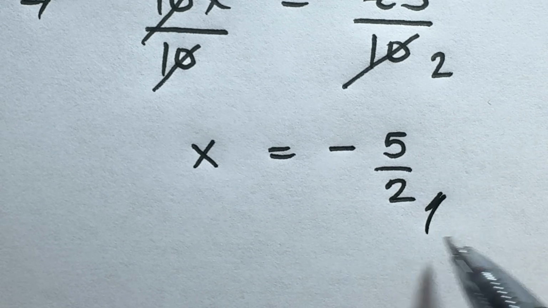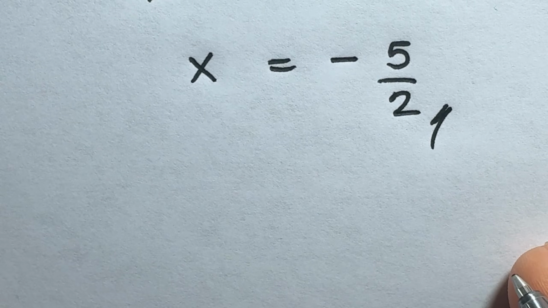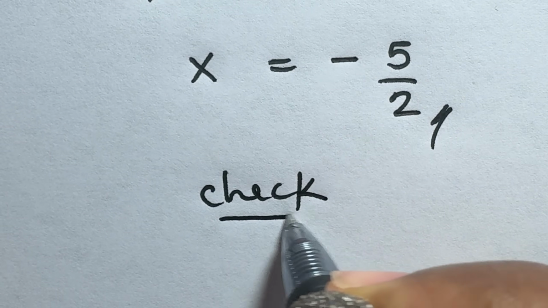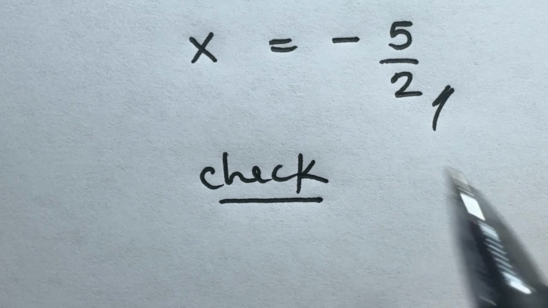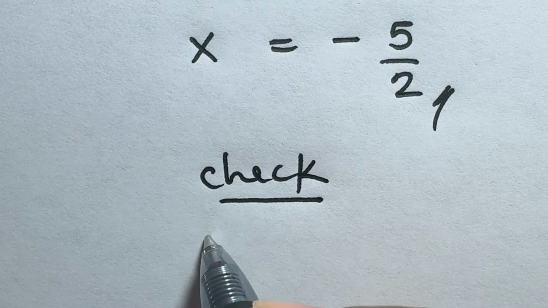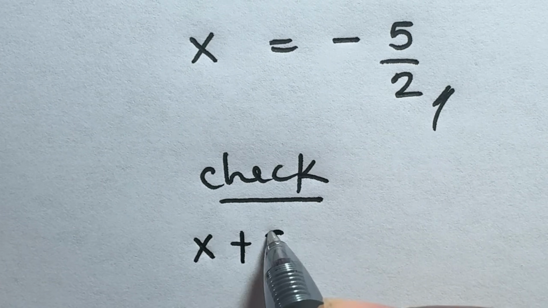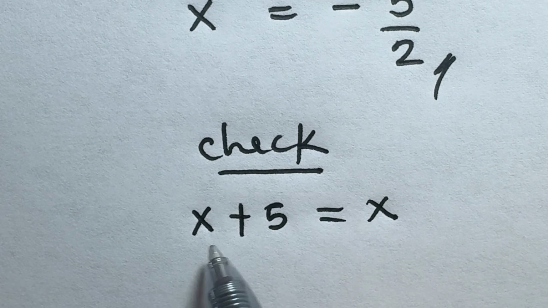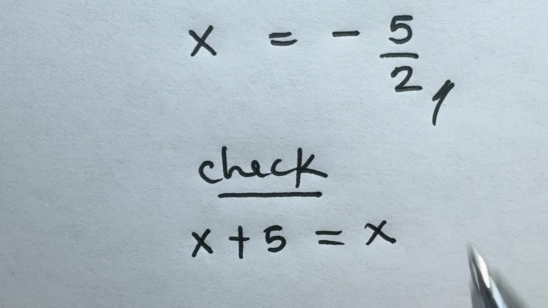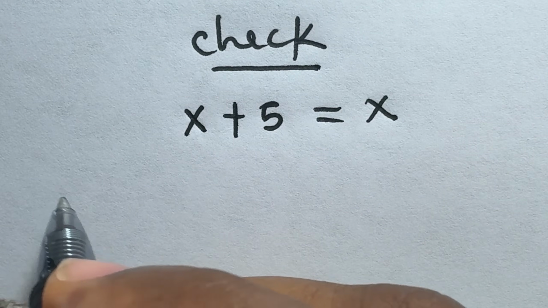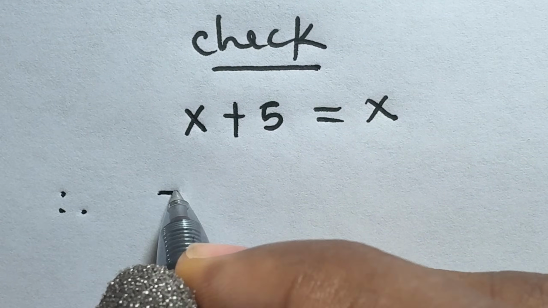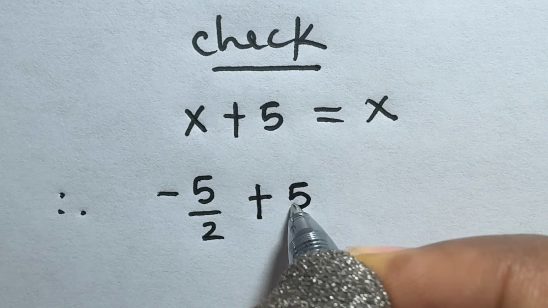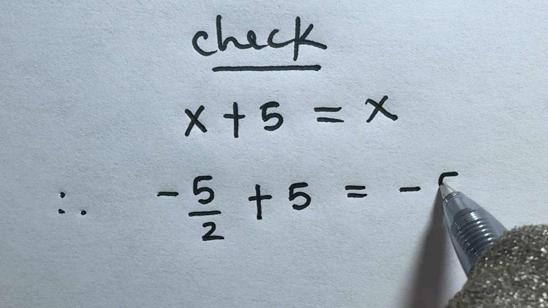Now with this, before we conclude, we need to verify. So we check to confirm that this solution is correct by substituting into the given problem. We were given x plus 5 is equal to x. Now in place of x here, we'll put negative 5 over 2. This will then give us negative 5 over 2 plus 5 is equal to negative 5 over 2.